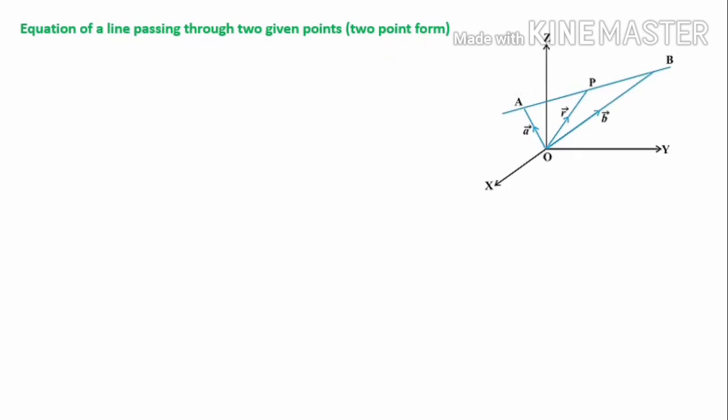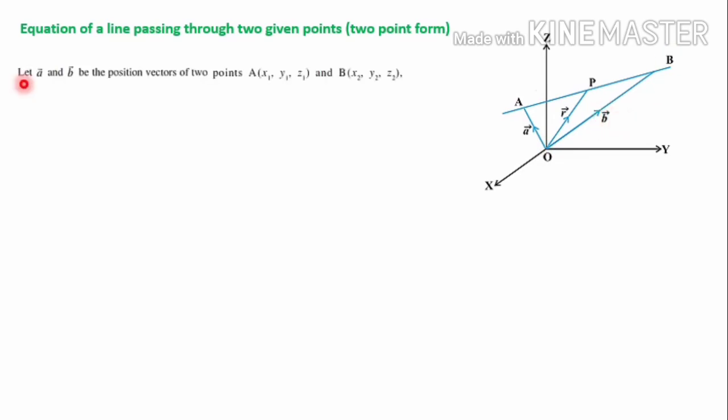Here let's take a diagram as before. The coordinate axes x, y and z we have taken. The point of intersection is O and there is a line AB. A and B are the given points, and P is an arbitrary point like before. The position vector of A, that is OA, is vector A. Position vector of P, that is OP, we have taken as vector R, and position vector of B, that is OB, we have taken as vector B.